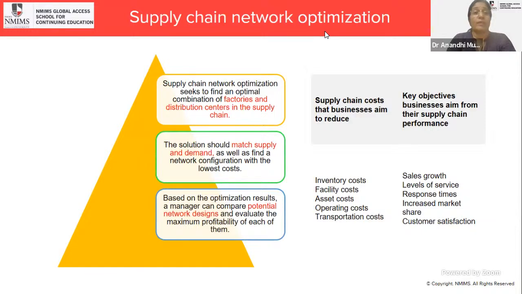But what if the design is fetching huge capital investments, and the cost is going to increase exorbitantly? That is where I need to keep an eye on optimizing my network. How can I optimize my network on the whole? A combination of factories and distribution centers, matching supply and demand.